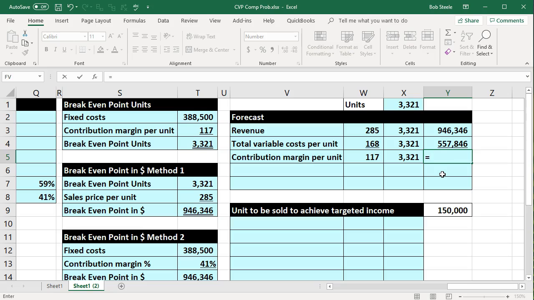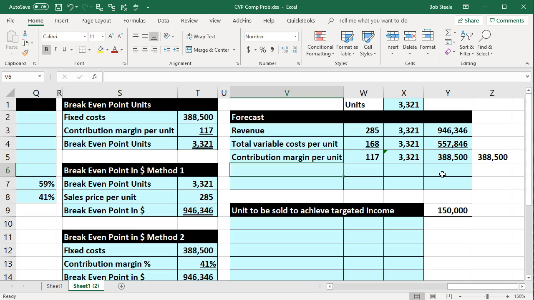One, we can take this number minus this number: sales or revenue minus variable costs, the totals. These are the totals now. That gives us the 388,500. We can also calculate that number as the 117 contribution margin per unit times the 3,321. Isn't that nice? That's the beauty of the contribution margin type income statement format.